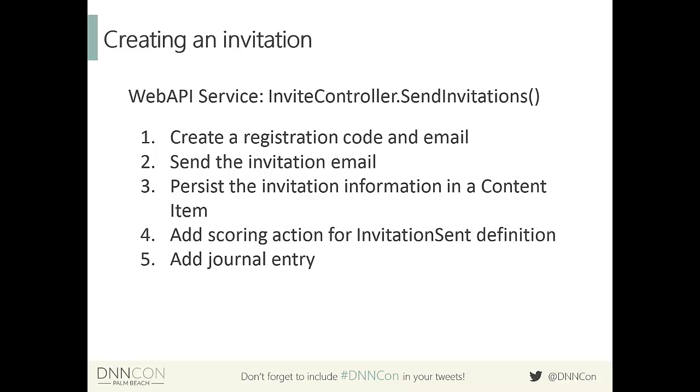So creating an invitation, the architecture around that invite view that you saw is a web API service, and knockout and Ajax that sends the information to that service. So it is in InviteController.SendInvitations. And the 5 steps that it does in the code: it creates a registration code and the email template, it sends the invitation email, it persists the invitation information in a content item, it adds a scoring action for that invitation sent definition, and then it adds the journal entry. So let's take a look at that in the code.